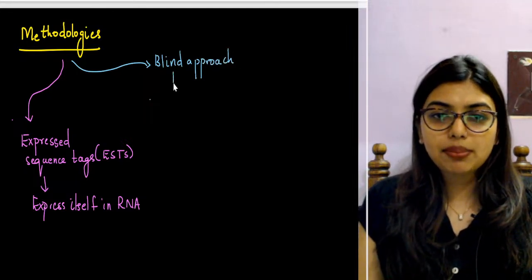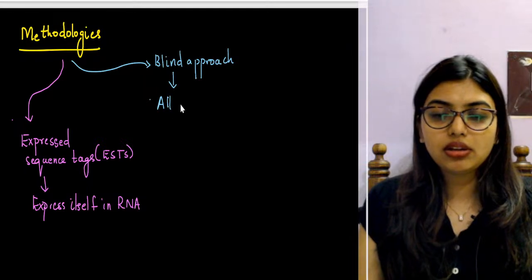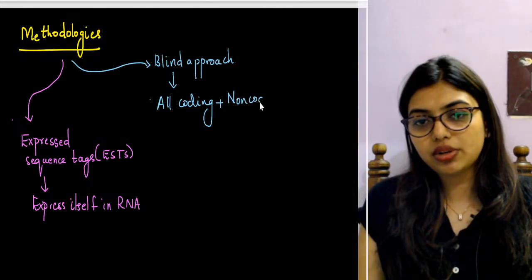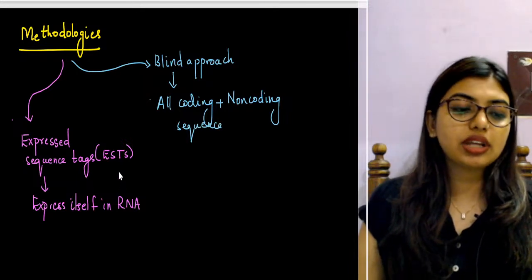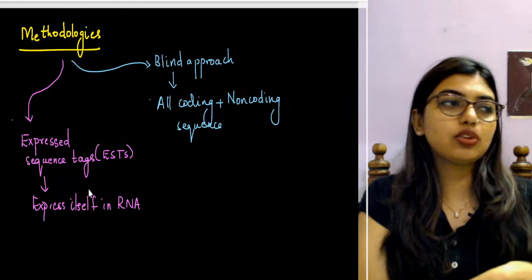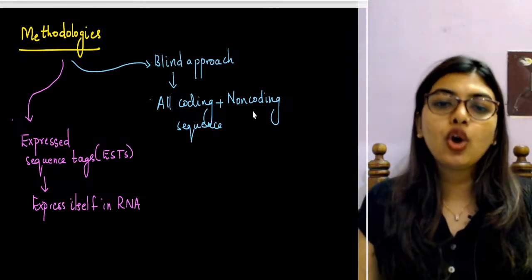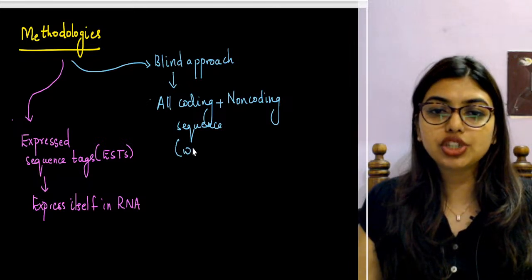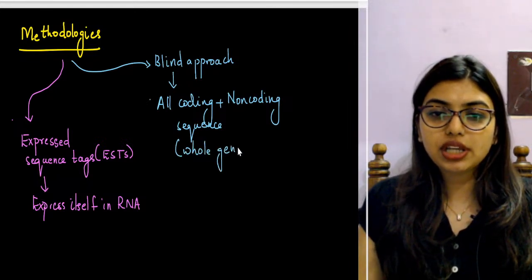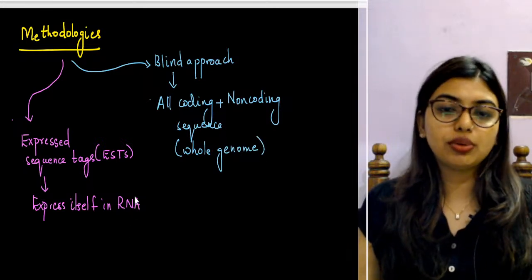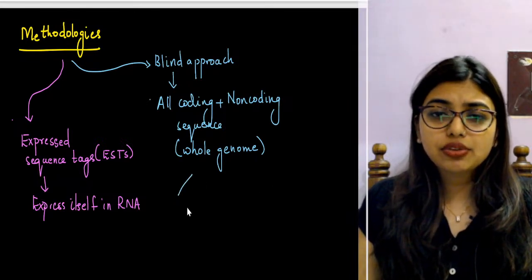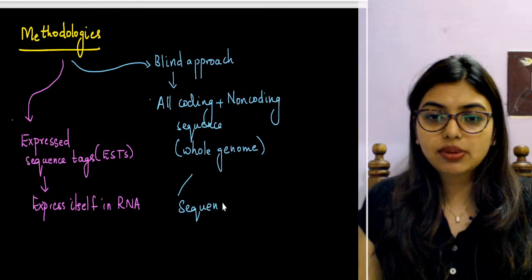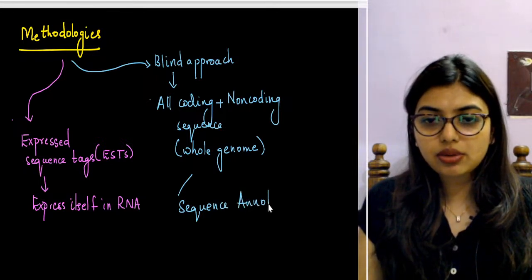Okay, blind approach. Blind approach was taking all the coding plus non-coding sequence. You know it's a bachelorette, only bachelors are allowed, why will you take a couple and go? It's like that: all coding and non-coding sequence, the whole genome, was taken into consideration. After taking the whole genome, they started taking one piece at a time and trying to label it. That was called sequence annotation.